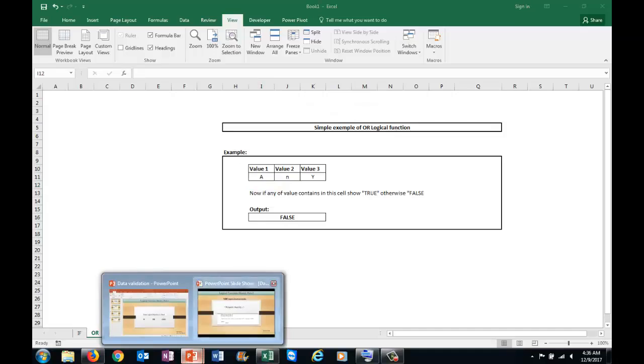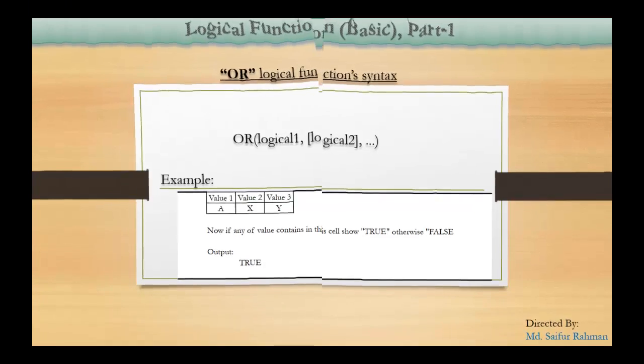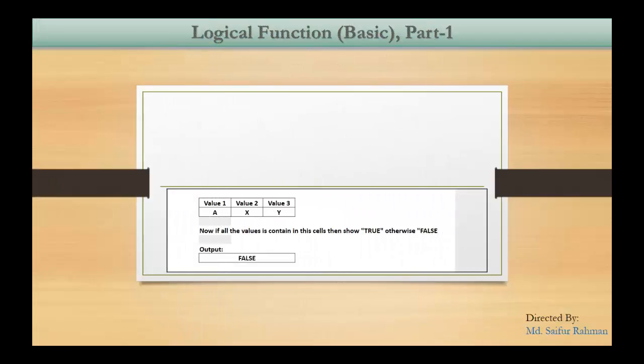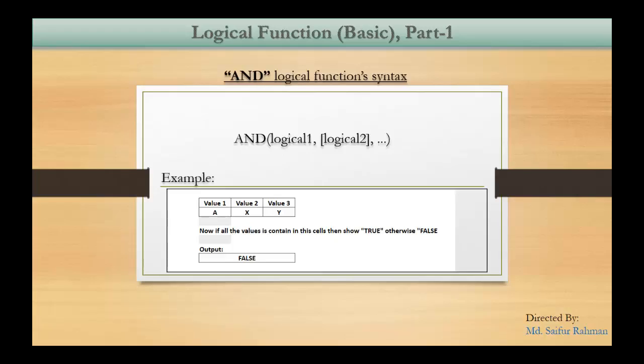And the final logical function is AND. The syntax of the AND logical function is AND, logic 1, logic 2, and many of them. For example, there are three values, value 1, value 2, and value 3. And how does the AND logical function work? When all the values are true, or all the conditions or all the logical tests are true, then it only returns true, otherwise false.